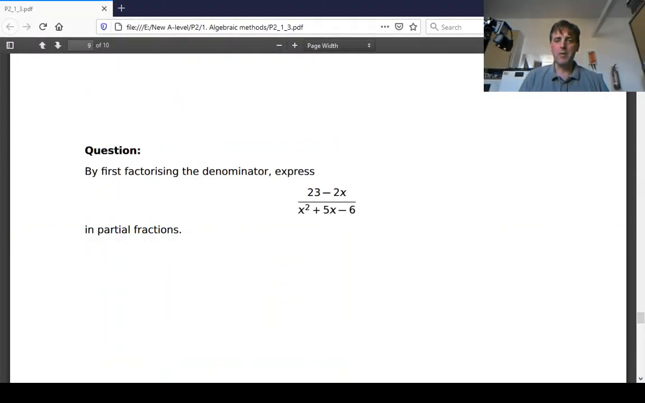Okay then, last question for this video. Let's see if you can piece all this together now and do the whole process from beginning to end. You'll need to factorize the denominator of this one first, but once you've factorized it, work out the form of your partial fractions, then go through the process and get your answer. Pause the video and see how you get on.